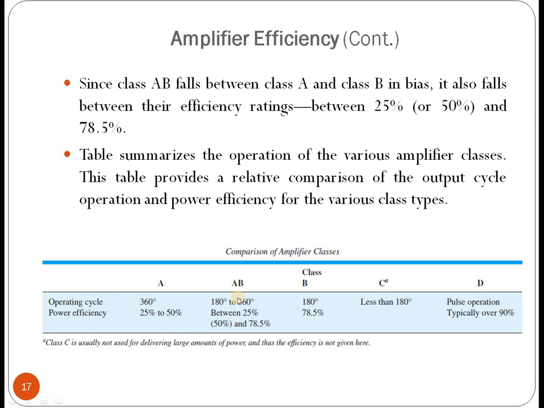Here is the table that summarizes the operation of the various amplifier classes. You can see for A, AB, B, C and D, the different types of class, the operating cycle, that means how much it is operating, full cycle or half cycle, and the power efficiency. For class A, the operating cycle is 360° and the efficiency varies from 25 to 50%. For AB, it is from 180° to 360°, and the efficiency is between 25% or 50% and 78.5% because it is a combination of A and B. For B, the operating cycle is 180° and the efficiency is 78.5%. For C, it is less than 180° operation, and for D, it is pulse operation, not degrees. The efficiency is very high, typically over 90%. And C is usually not used for delivering large amounts of power, so efficiency is not given here.